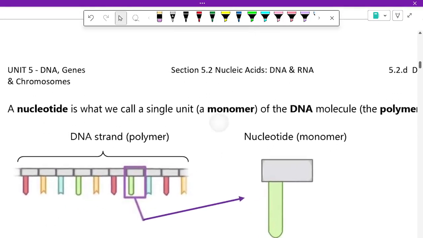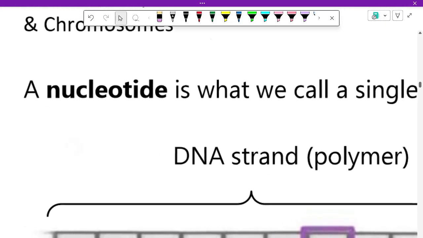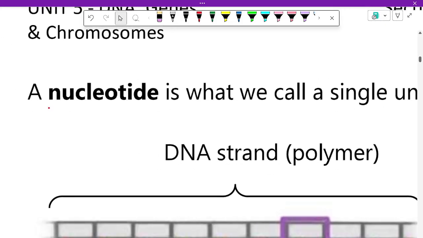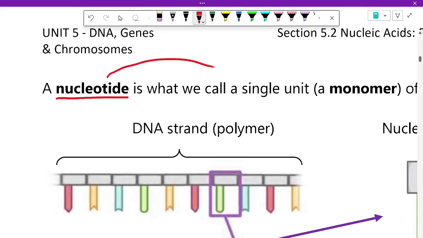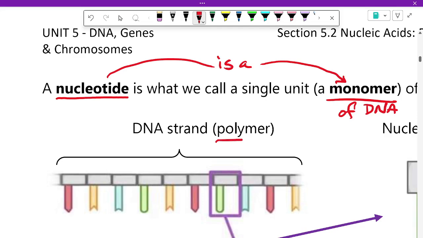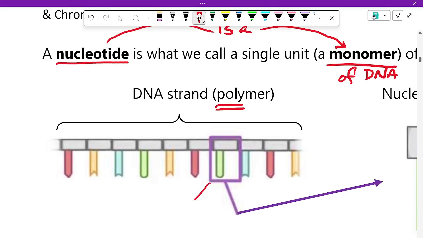We have another new word, and that word is nucleotide. So we're now on our next page. Nucleotide. Say it with me. Nucleotide. Nucleotide is a single unit. So a nucleotide is a monomer of DNA. So here is our DNA strand. That is our polymer. This one little piece here, this is our monomer.